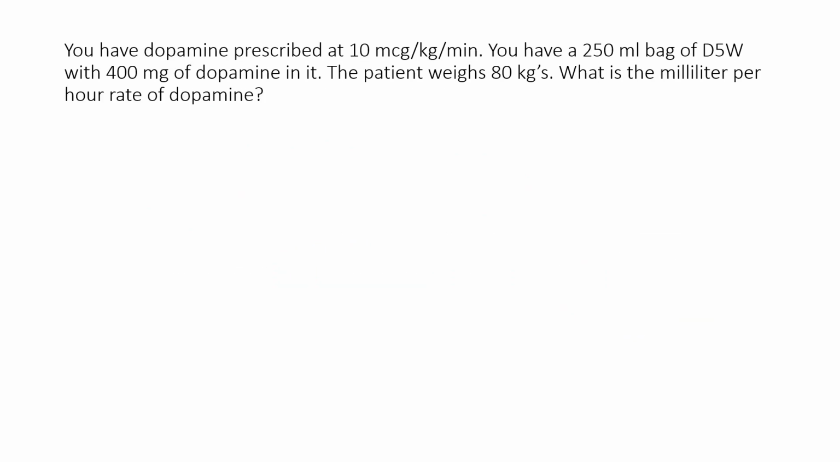I left this one here so let's figure this one out on our own. We have dopamine prescribed at 10 mics per kilogram per minute. You have a 250 ml bag of D5W with 400 milligrams of dopamine in it. The patient weighs 80 kilograms. What is the milliliter per hour of dopamine?